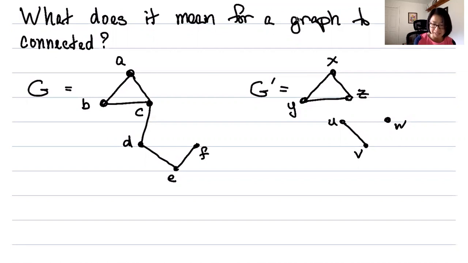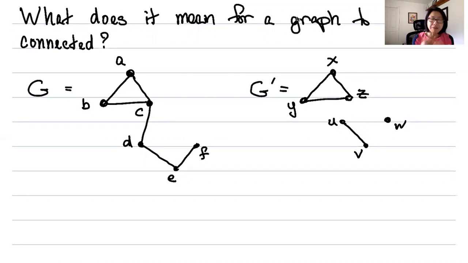So today I want to talk a little bit about what it means for a graph to be connected. When we introduced graphs in this class, we said that they're really these mathematical gadgets that allow us to take a finite set and talk about which elements are connected. So let's look at these two pictures here. I have two graphs, G and G prime.